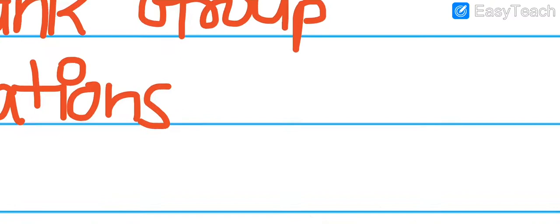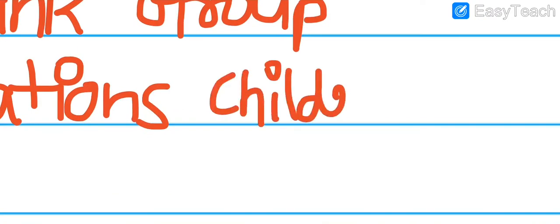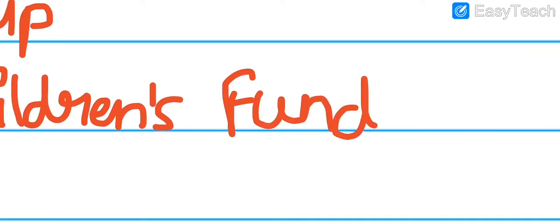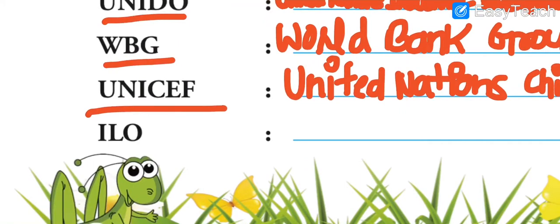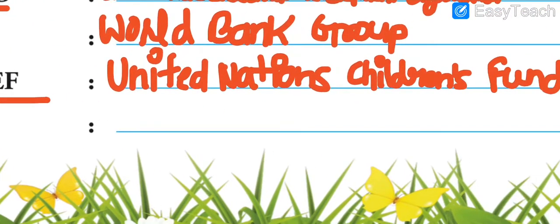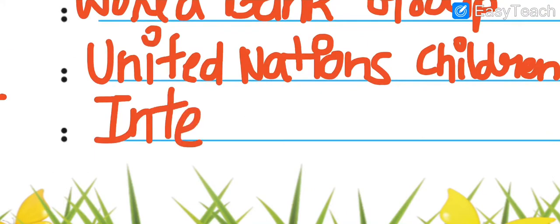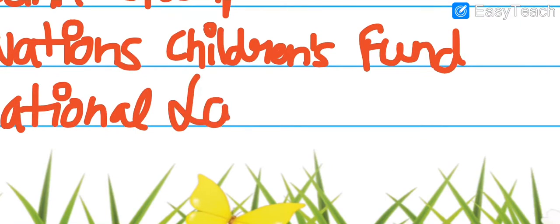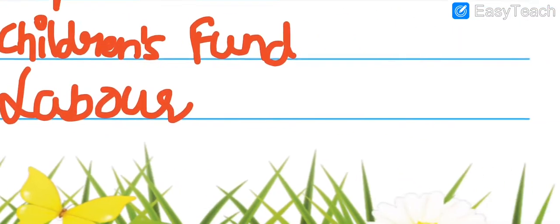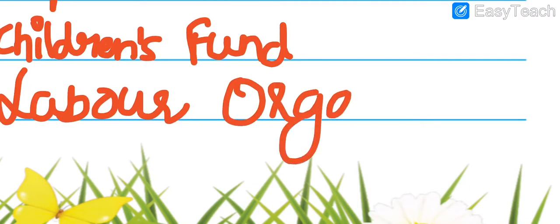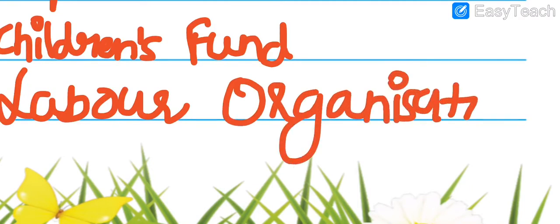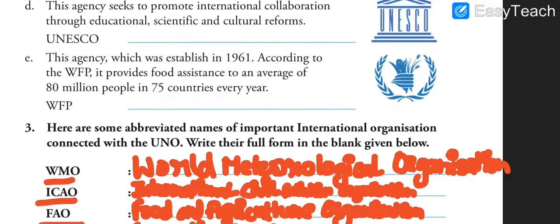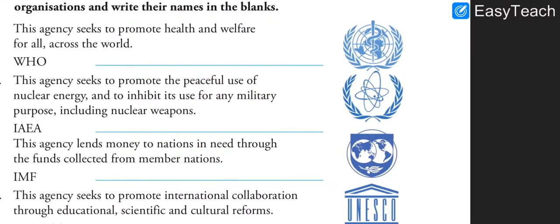UNICEF. So next is Children's Fund. UNICEF stands for United Nations Children's Fund. Last but not the least we have ILO. ILO stands for International Labour Organization. So I for International, O for Organization, and L for Labour. International Labour Organization. So these were some facts about the UN and the related agencies.